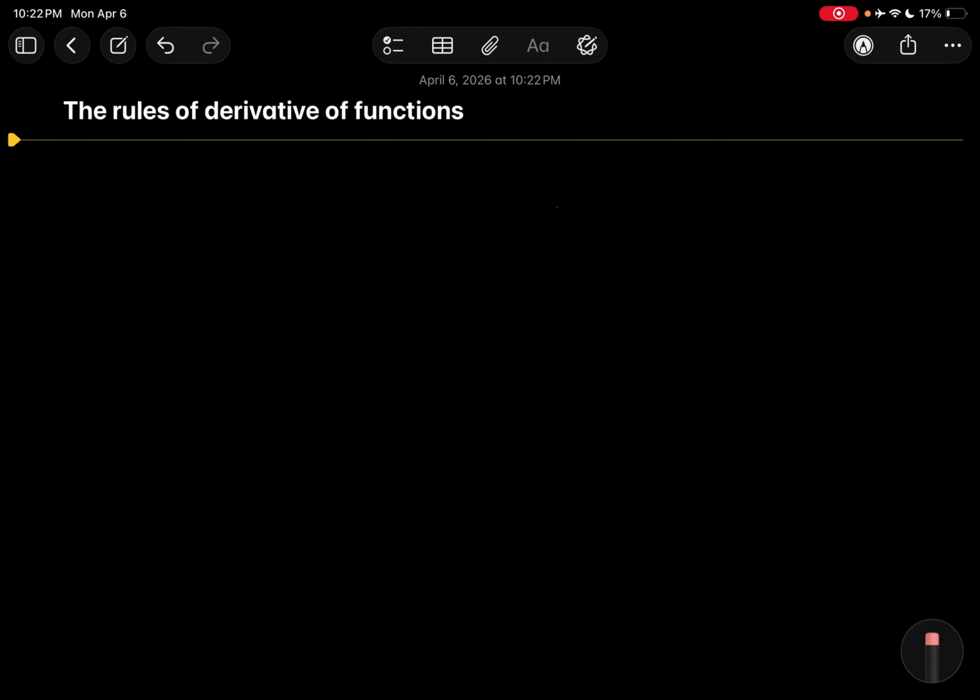Today we have the rules of derivative of functions. You should memorize these rules because they are so crucial.